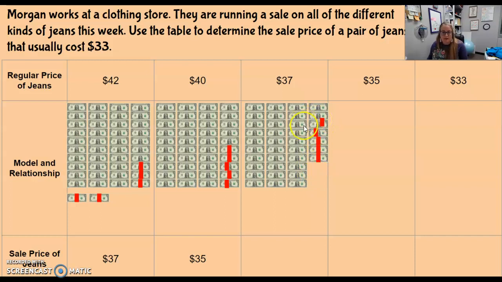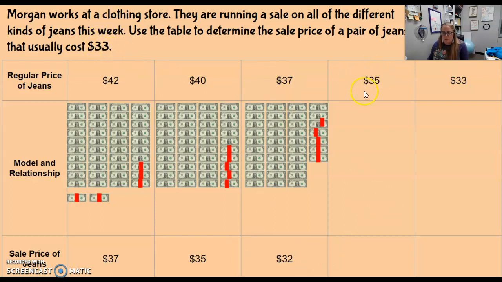I took off 5, and when I do, how much do I have left over? So let's count them. 10, 20, 30, 31, 32. I'm going to put $32 in that box. Let's keep going because it's asking me about 33, not about 37.